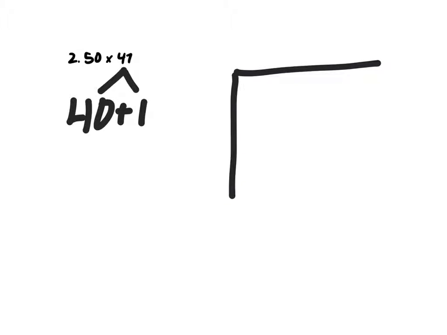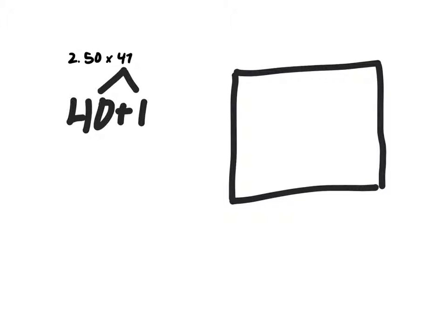Now let's try another. 50 multiplied by 41. Now think in your head, what is something we can easily break 41 into? So breaking this 41 or decomposing it, what can we decompose it into? I would do 40 plus 1. So over here we are going to draw the array model.